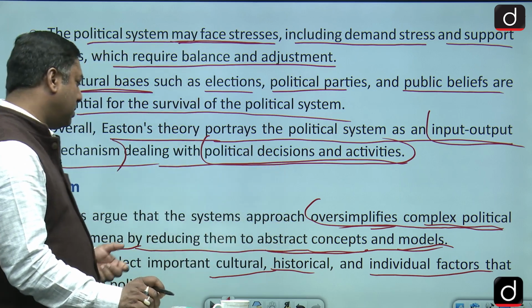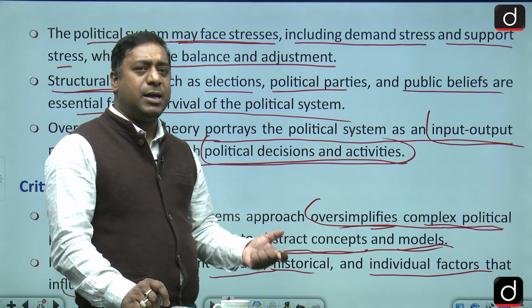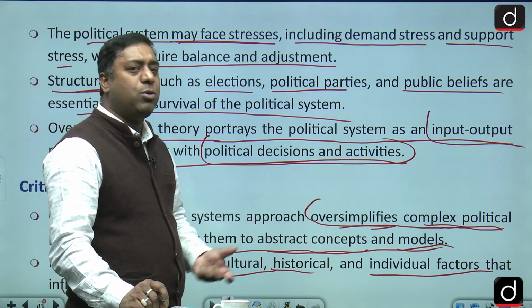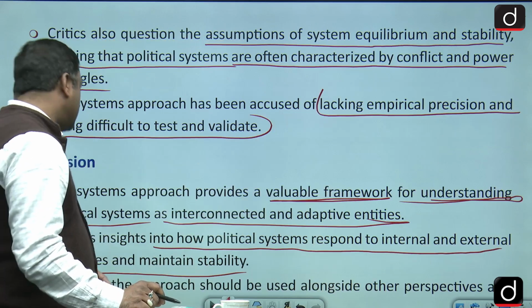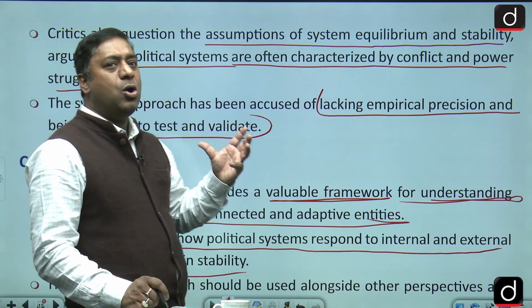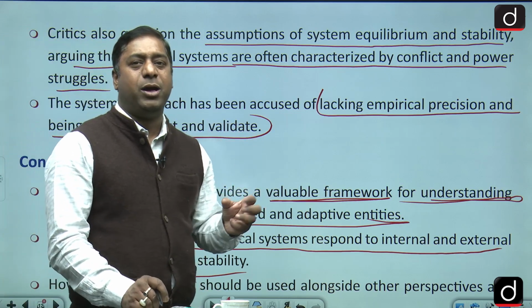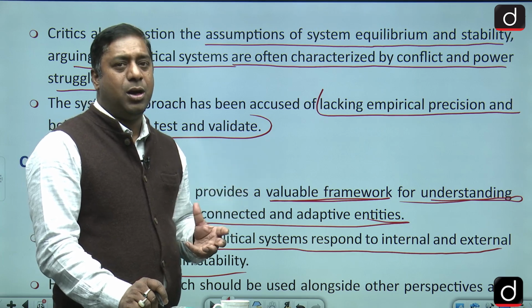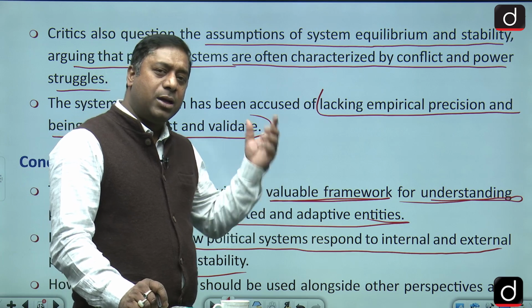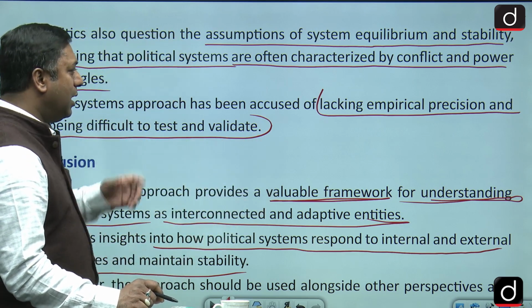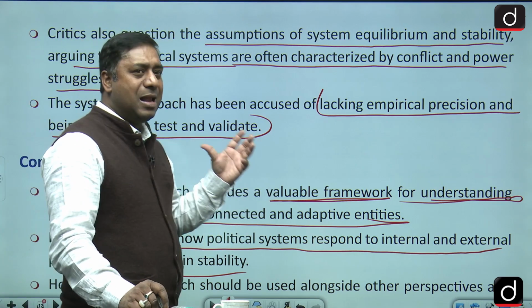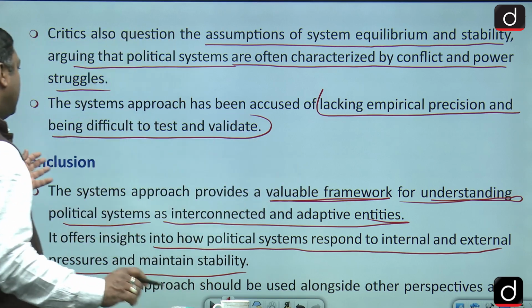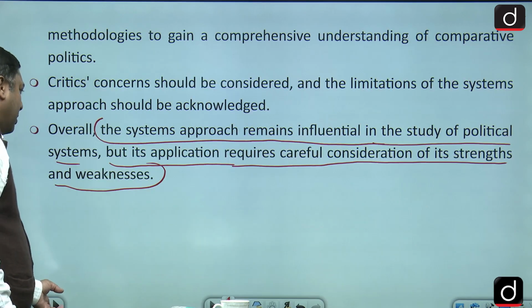Second, his critics say that he has neglected the cultural, the historical as well as the individual factors that influence politics. Plus his very assumption of system equilibrium has also been criticized. They say that a political system is characterized by power struggle and conflicts, then how can system equilibrium be achieved? And last, they say that it lacks empirical precision and is difficult to test and validate.